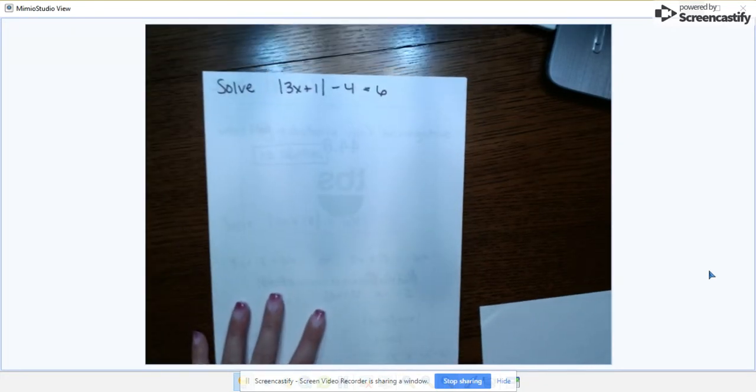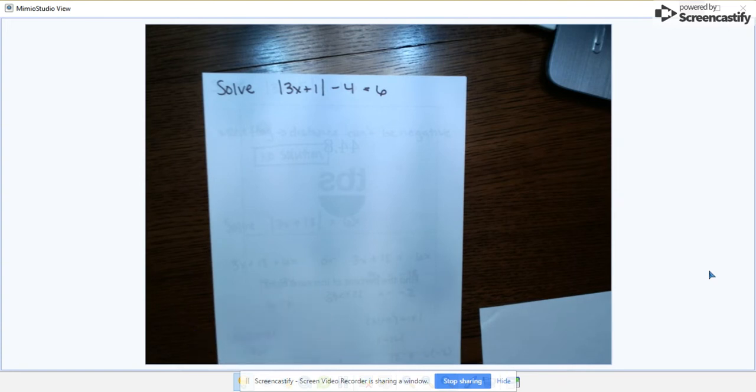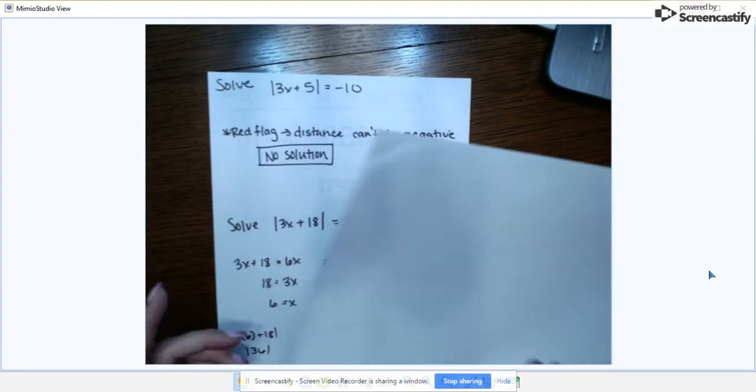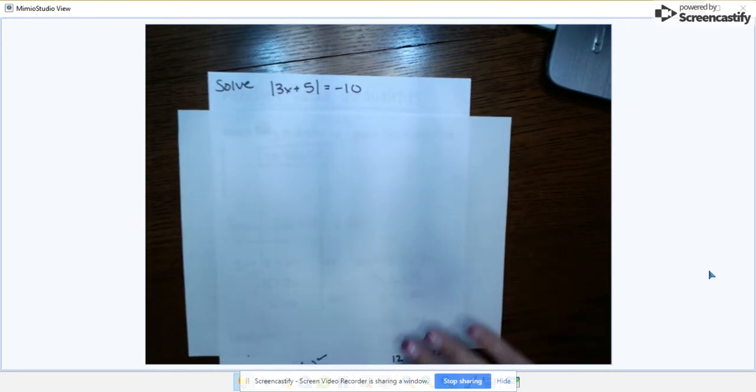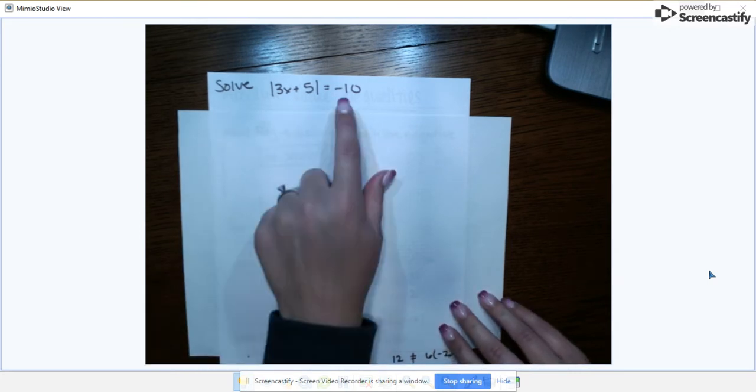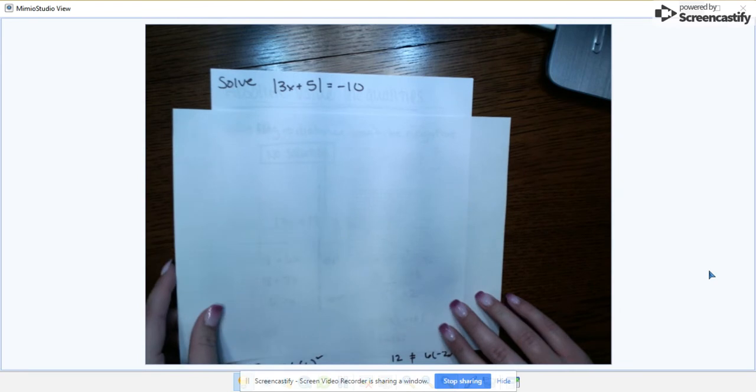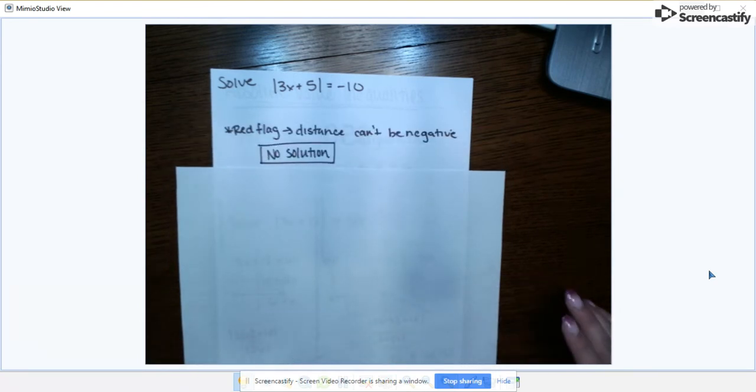Please solve this absolute value equation. Okay, here we have the absolute value of 3x plus 5 equals negative 10. You can stop at this statement because we said absolute value is distance from 0, and we know distance can't be negative. So this has no solutions, since that solution appears to be negative.